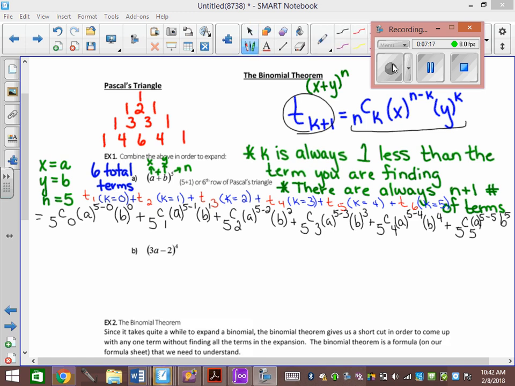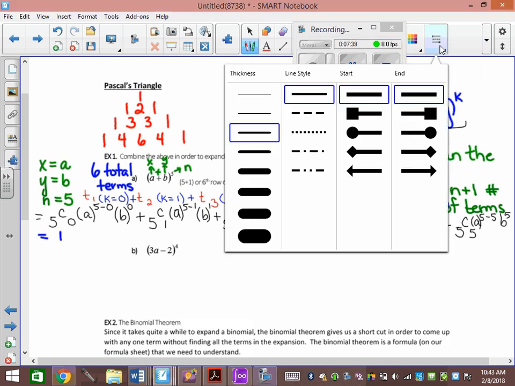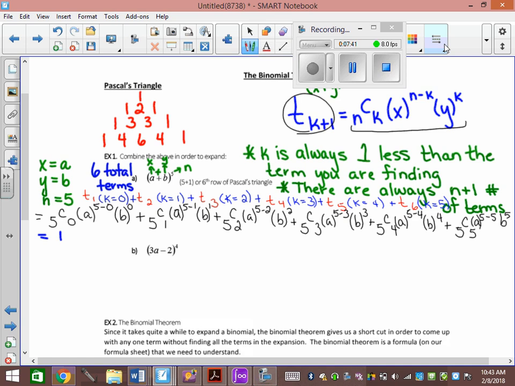All right. 5 choose 0. If I have 5 things and I choose none, how many ways can I do that? It's kind of a trick question. There's only one way. You just go, hey, I'm not choosing you. So 5 choose 0 is 1. And then we have A to the 5, B to the 0. What's anything to the power of 0? 1, right? So it just goes away. This becomes a 1. So I'm literally left with A to the 5.